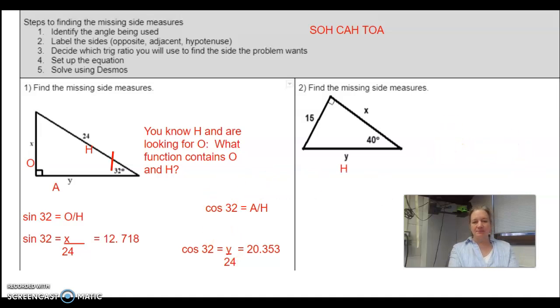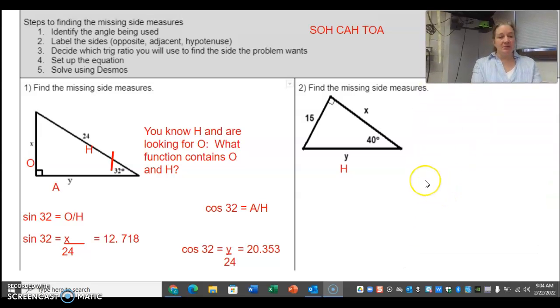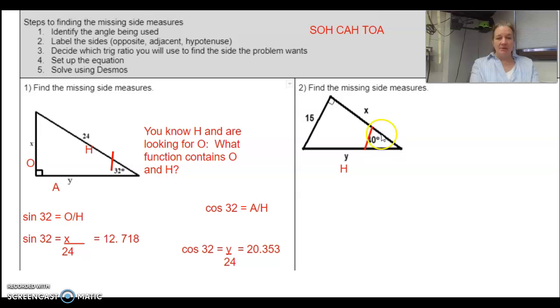So now we're looking at this one. I'm going to move this up here so I'm not interfering with this. I'm going to label my sides and my angle. My angle is 40. My hypotenuse is h because it's opposite the right angle. x is a because it's touching the angle. And 15 is opposite.